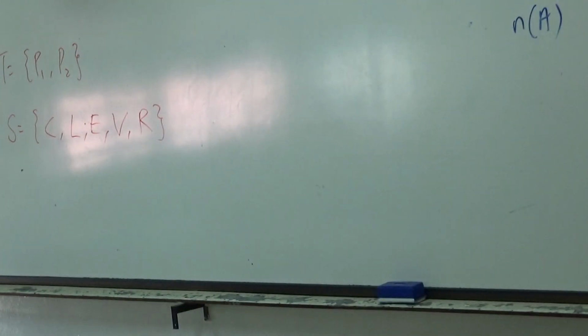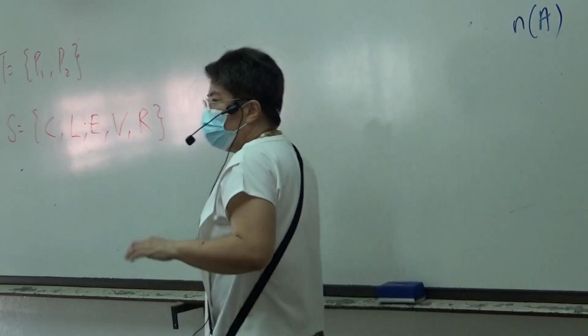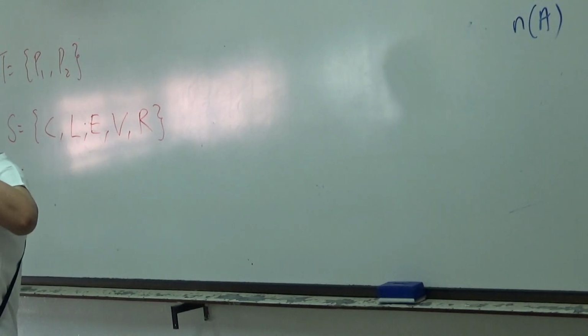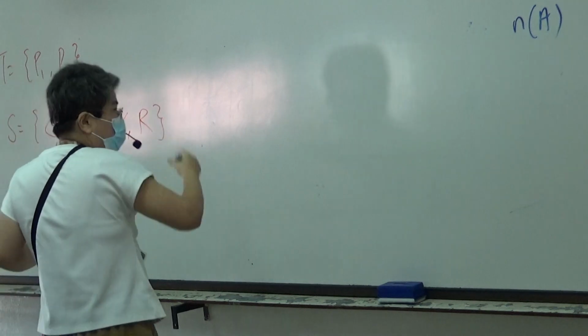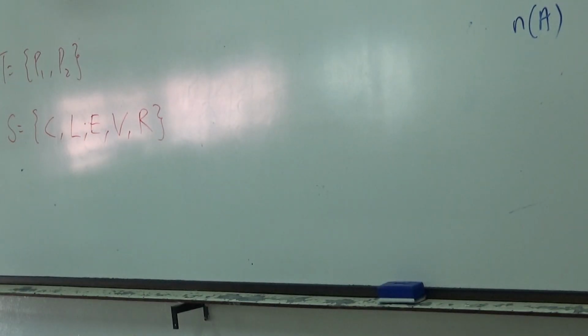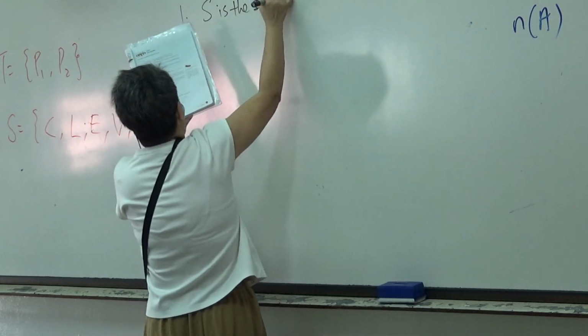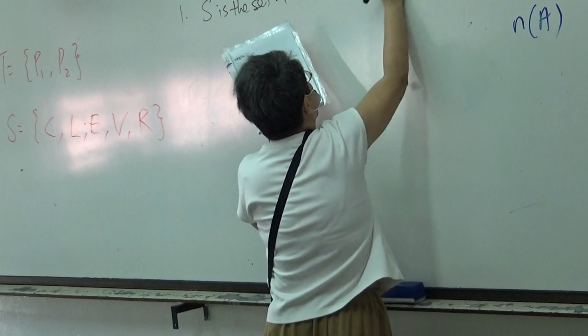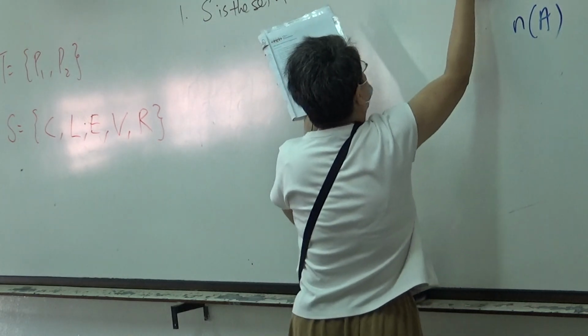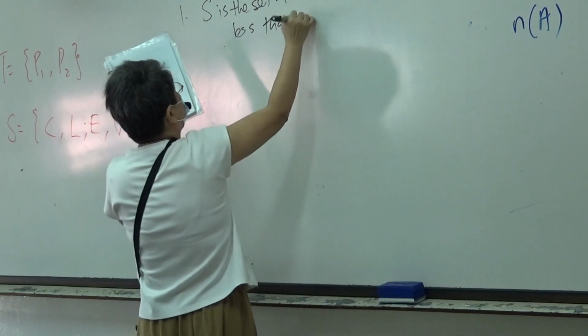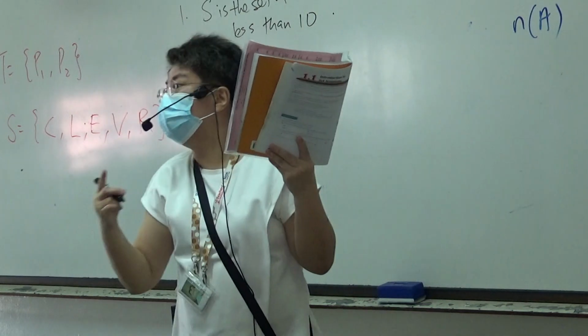So, next up, there are three ways to describe a set. Let's look at describing a set. First, describing a set in words. S is the set of all even integers less than 10. Positive even integers less than 10. Okay, this is called describing by words. So how would we think about that? Positive, even, integers, less than 10. This is called describing using words.